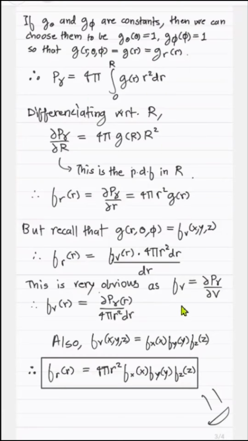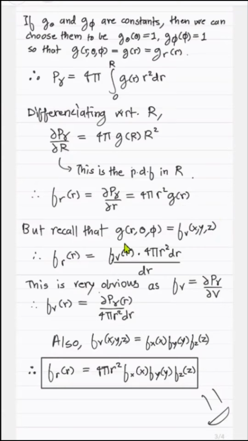So just replacing that, g can be replaced by f sub v. If you say f sub v at small r, that means f sub v at some point where x squared plus y squared plus z squared is equal to r squared. So using that, you can write this as f sub r of r, which is just partial p gamma upon partial r. That's equal to 4 pi r squared times g of r.